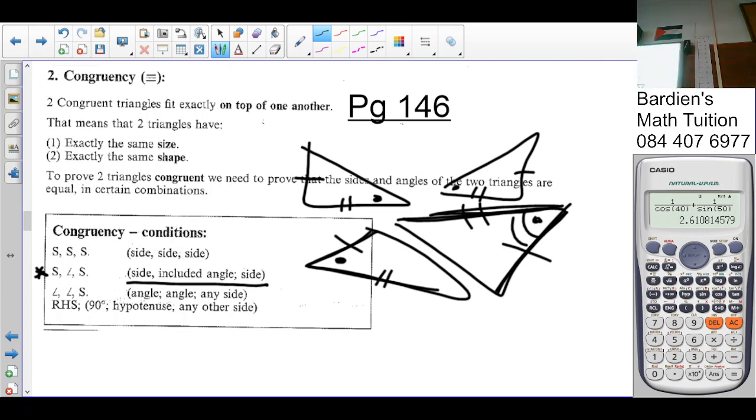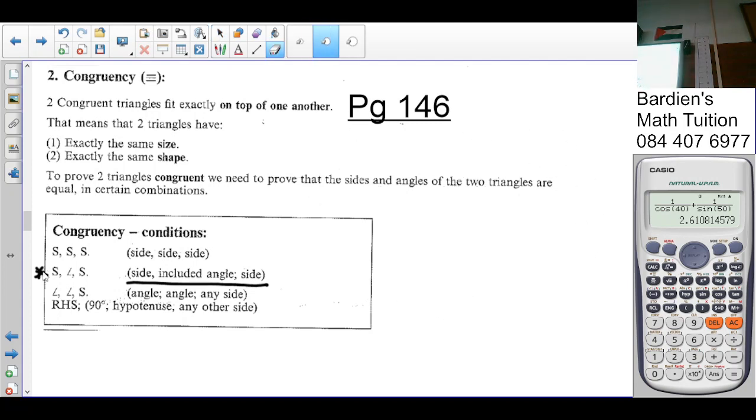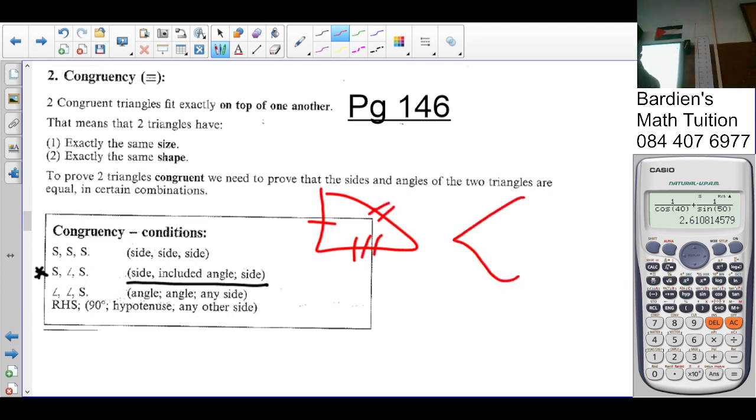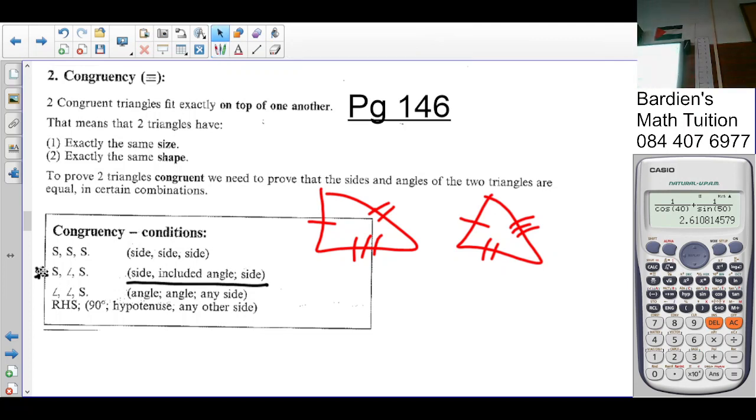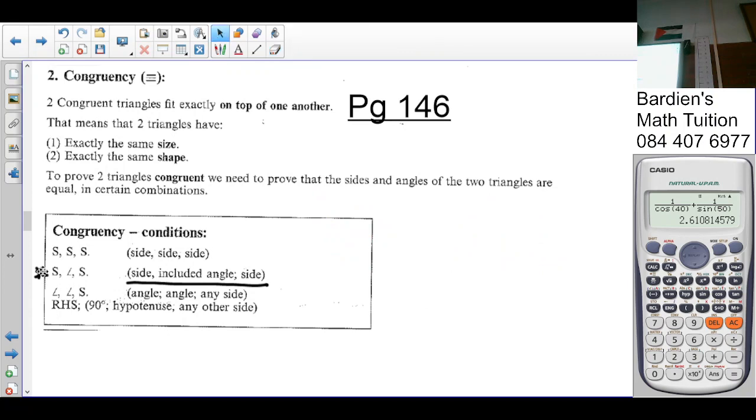That's why it says side, included angle, side. Two sides and an included angle. So that is side, angle, side. Let's take you one back, when it showed you here side, angle, side. This could be an example of side, angle, side. You see here? We've got two triangles with the three known sides. Okay, that's also congruent. So let's look at the next one.